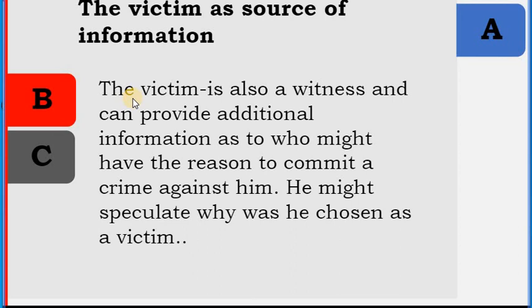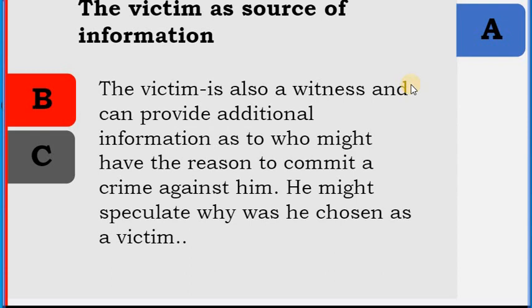The victim is also a witness that can provide additional information as to who might have the reason to commit a crime against him. He might speculate why he was chosen as a victim. Kaya nga meron tayo, meron kayo subject na human behavior and victimology kasi merong role itong victim na to. Kasi lalo na para sa ating successful investigation.